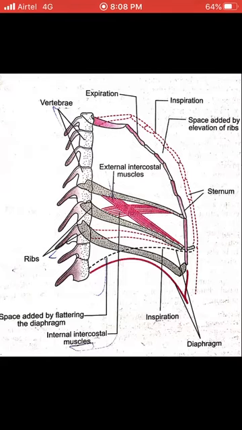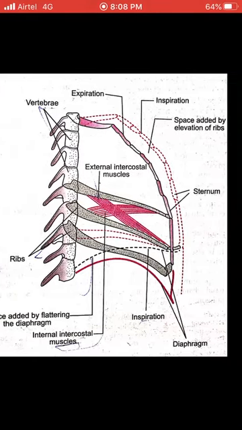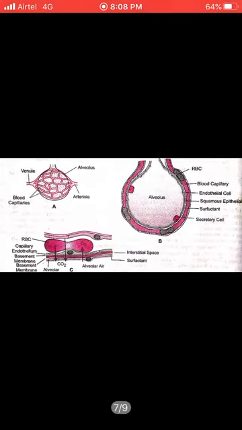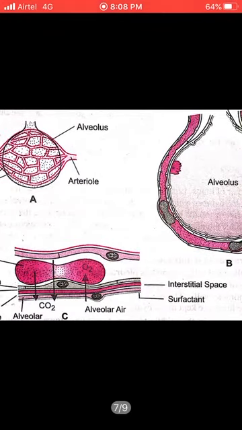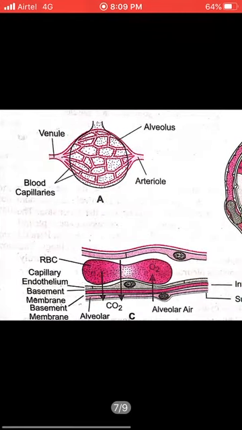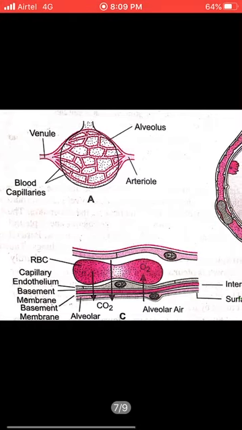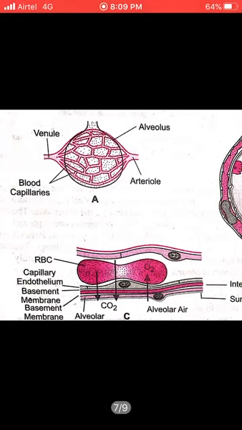So basically in this scenario there are two types of breathing. Before going to that, we will study the structure of alveoli. In this we will find diagram A. The alveolus is covered by blood capillaries like a fine network, and these capillaries have layers like capillary endothelium, basement membrane, and then alveolar epithelium. So this is the layer which is present between the blood and the air inside the alveoli.